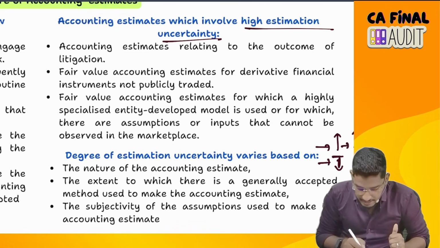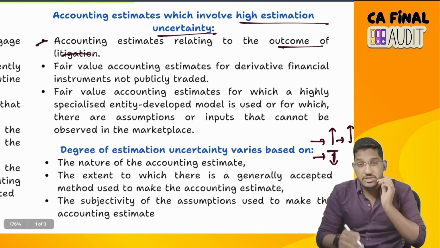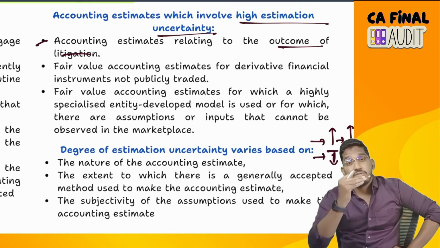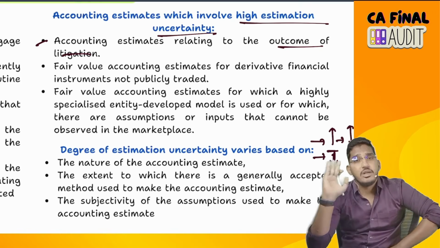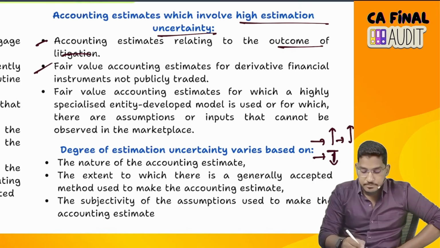What are they? Number one, examples they are giving: accounting estimates relating to the outcome of a litigation. For litigation, we create a provision or contingent liability. But the actual outcome of the litigation could be very, very different. It all depends on the court proceedings. So litigations carry a high estimation uncertainty.